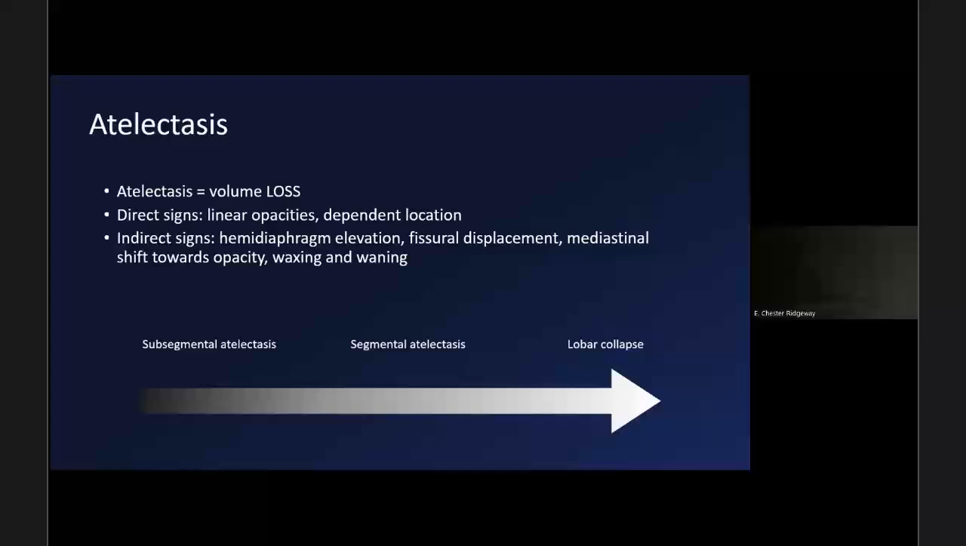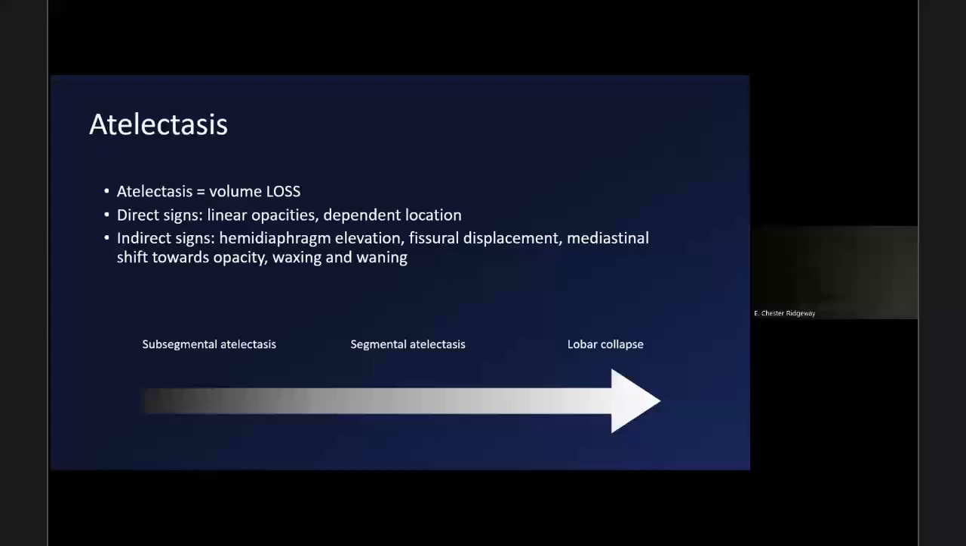That can become subsegmental. It can become segmental atelectasis, or you can even graduate to where your entire lobe is collapsed. Lobar collapse just means your entire lobe is atelectatic. It's lost its volume. So direct signs that we see on chest X-ray, we're going to see linear opacities. Typically, this is in a dependent location, hence bibasilar is always the term thrown around, or posterior dependent if you're reading a CT report. Indirect signs that we're going to really kind of drive home over the next couple of minutes.